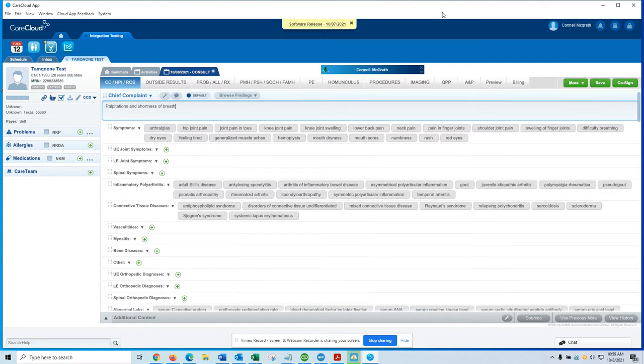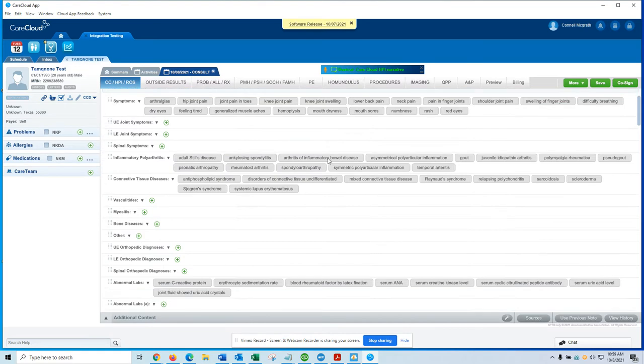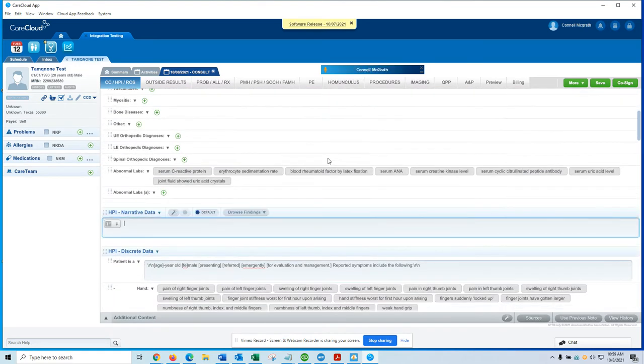CareCloud HPI narrative. A 70-year-old woman with no significant past medical history except for anemia. She presents today for evaluation of palpitations and shortness of breath. Palpitations started about a month ago and they occur randomly throughout the day, lasting approximately 15 to 20 minutes.